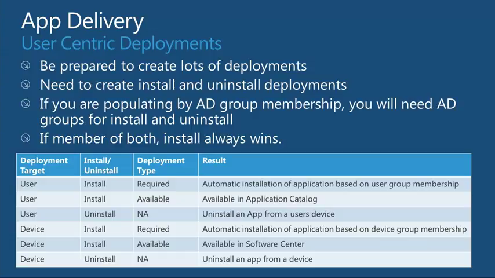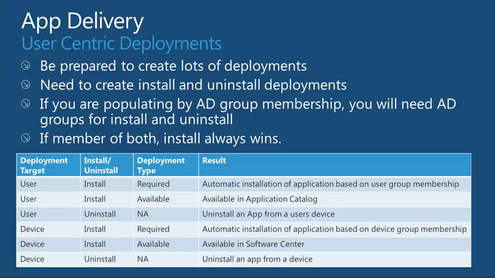And this is what you could end up with by default just for one application. If we look at the user targeted ones, you've got a couple of install and then you've got uninstall. So there's the required, and that will just go and install the application immediately. Then if you also want it available through the application catalog, then you've got to create another deployment which is install available. And then if you want the uninstall, you've got to create one for the uninstall.